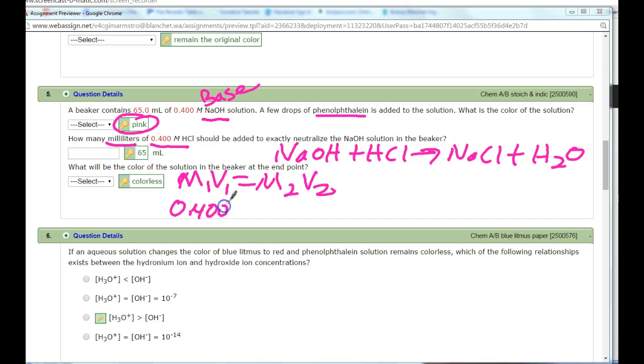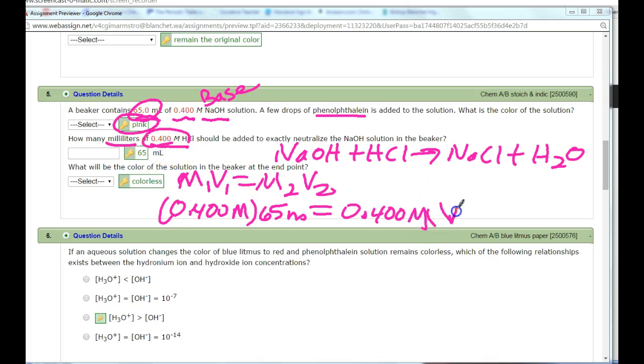Just find your molarity of the first one, which is 0.4, and times the volume, which is 65 milliliters. And that equals M2, which is 0.400 molar, times the volume, which we don't know. I'm calling it V2 in this case. And how do I do this in my calculator? I do 0.4 times 65 divided by 0.4, so that's 65 milliliters of acid.